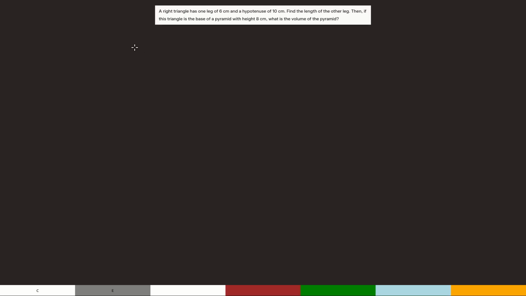A right triangle has one leg of 6 centimeters and a hypotenuse of 10 centimeters. Find the length of the other leg. Then, if this triangle is the base of a pyramid with height 8 centimeters, what is the volume of the pyramid?